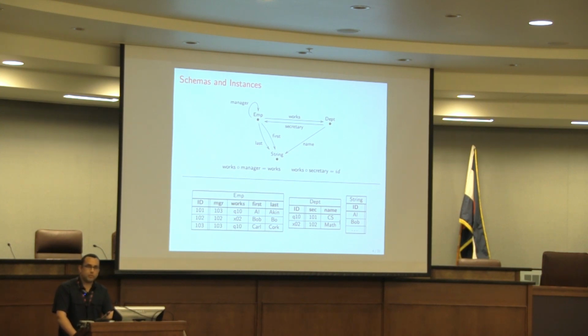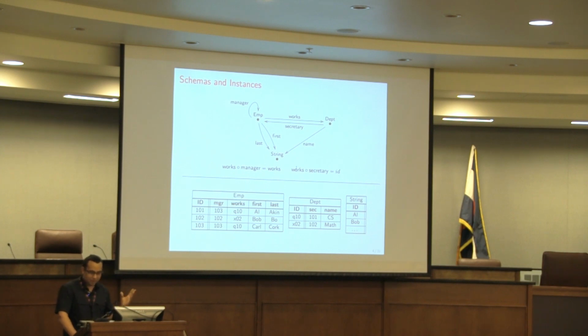So that's just a directed labeled multigraph, but then you have these 2 path equations underneath it. So you can think of these as being data integrity constraints. So there's 2 written here. One says that works composed with manager equals works. So that means that each manager works in the department that they manage. And similarly, the other one here, works composed with secretary, is identity, means that each secretary works in the department they are the secretary for. So I think I made sense of those.